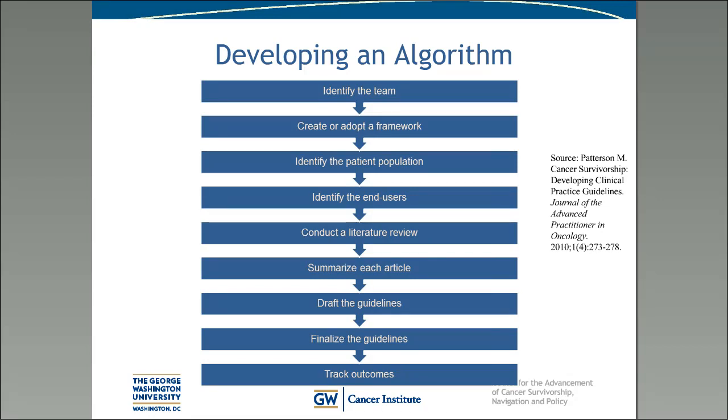You could conduct a literature review and summarize each article, and this part could be done by one person or by a group. And then based on the evidence, you would then draft the guidelines, and again, one person could be responsible for drafting the guidelines, or there could be some subset of a group, or the whole group could do it together. And then you would definitely need some sort of larger discussion to finalize the guidelines, and then after that you can track outcomes.